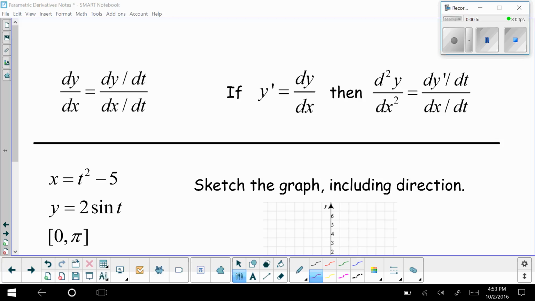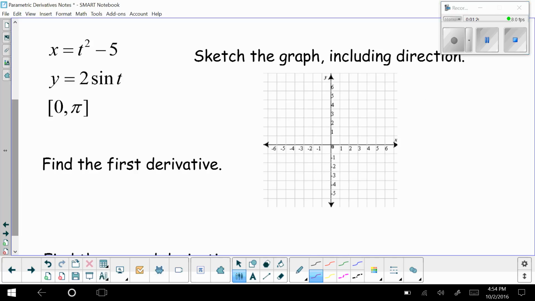So for first derivatives, in other words the slope of the curve, slope of the tangent, instantaneous rate of change, do the derivative of y divided by the derivative of x, with both being with respect to t. So what we'll end up with is an equation for the slope of our curve that's in terms of t. So if I'm looking at the example, x equals t squared minus 5, y equals 2 sine of t, and we're going from 0 to pi.